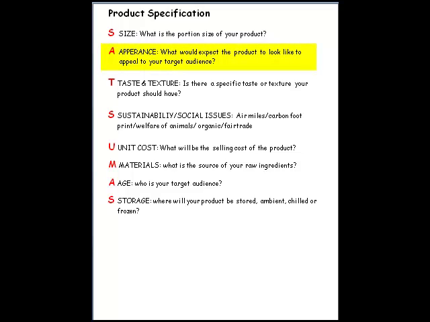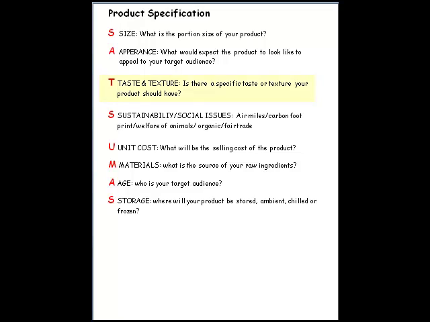What would you expect the product to look like to appeal to your target audience? So you could say my product will need to be bright and colourful to appeal to children so they choose to eat the product. You could also say that the product would need to be handheld because of the situation of where it's going to be sold.